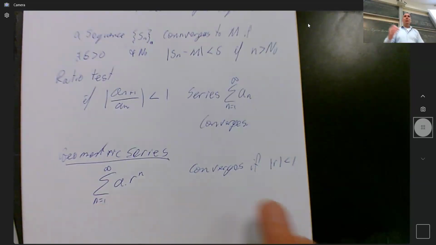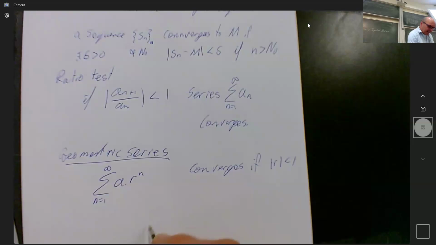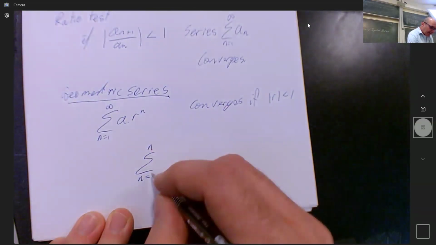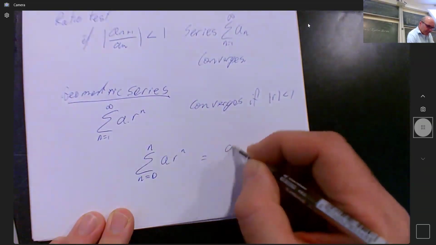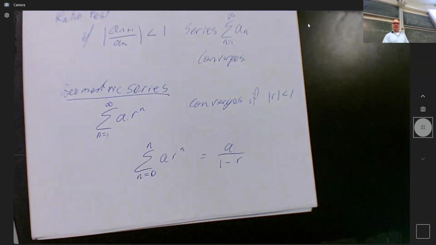But we know the geometric series converges. In fact, we know that the sum from n equals 0 to infinity of a r to the n is equal to a on 1 minus r. Seen this thing before? Okay, I would have hoped you would. I haven't checked the notes carefully enough to know that that's in there. That is a thing we know about in geometric series.